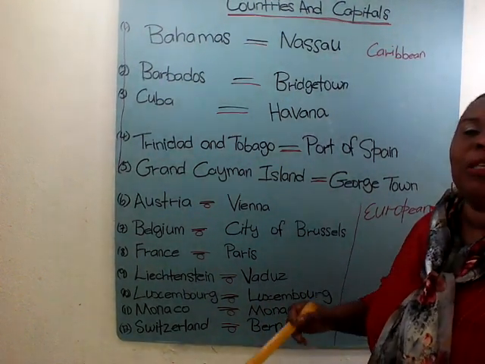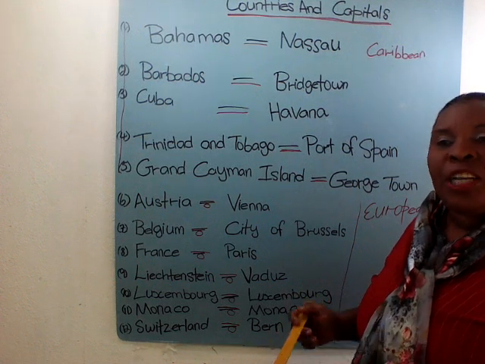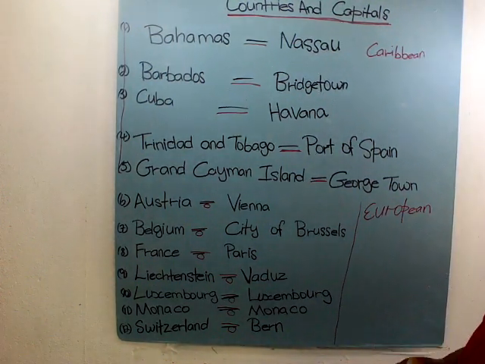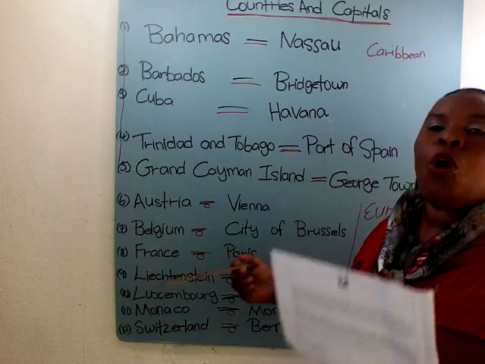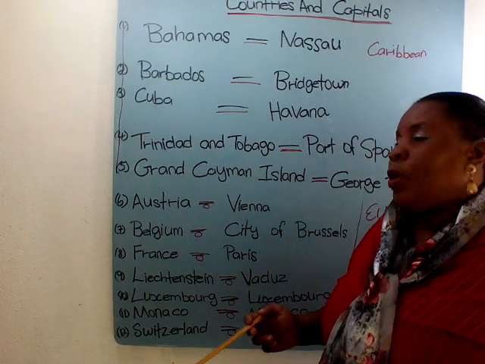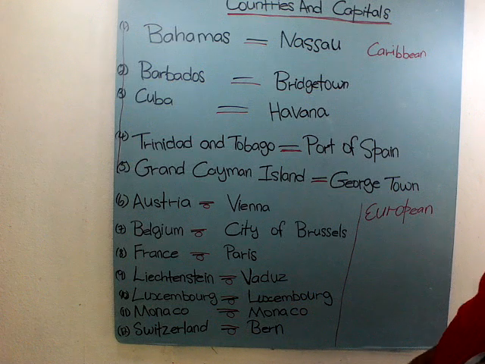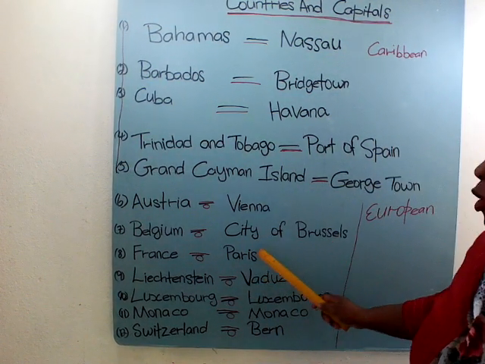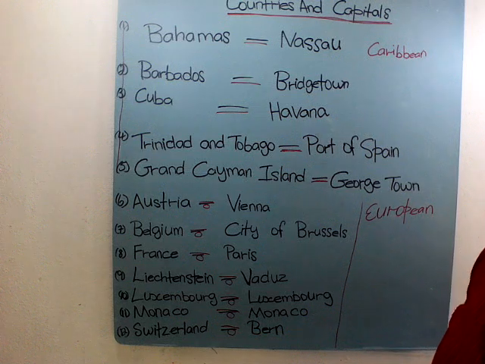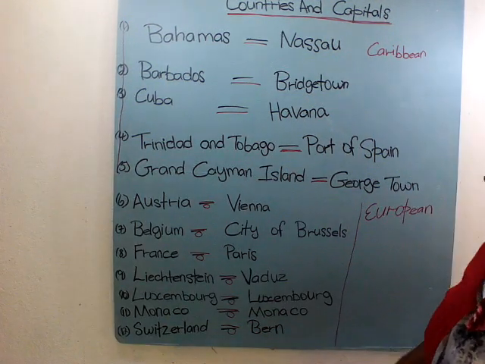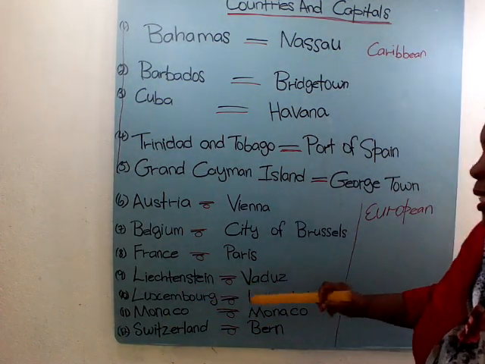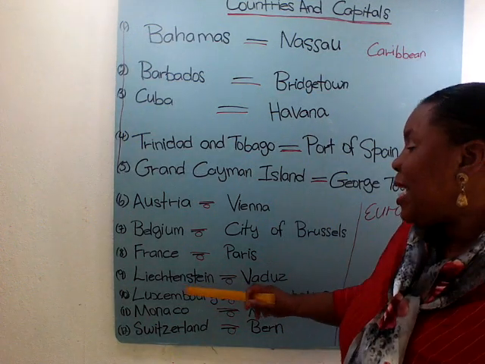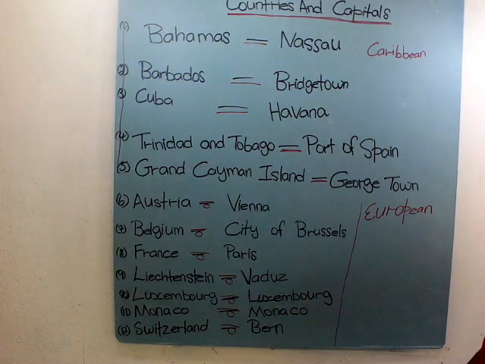And you know, Paris is big for what? Fashion and architecture, right? Paris is big for fashion, architecture, and the arts, right? You want to advance yourself in the arts, that's where you go, Paris. Liechtenstein, that's Vaduz. The capital for Liechtenstein is Vaduz.